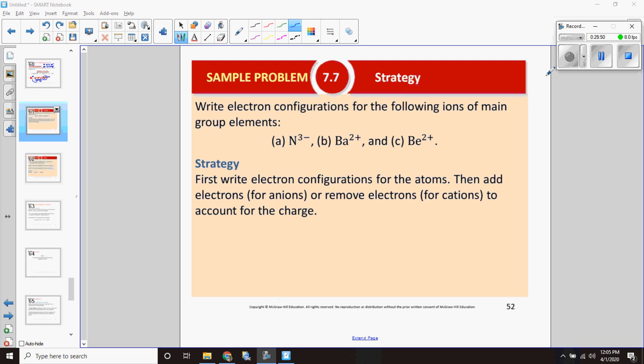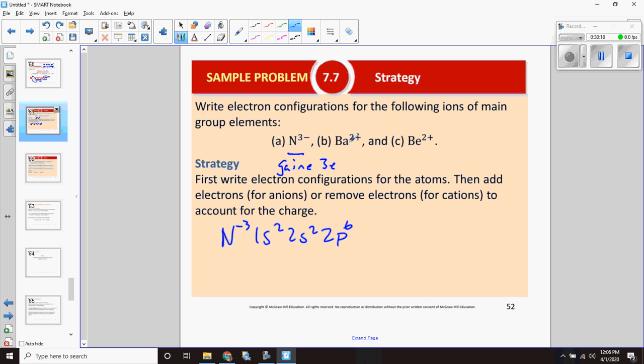So a problem like this: write electron configurations for the following ions of main group elements. So nitrogen -3. Nitrogen is 1s2, 2s2, 2p3 normally, but if it forms a -3 charge, it means it gained 3 electrons. So instead of 2p3, it's going to become 2p6. That's going to be the N-3 ion. Barium +2.